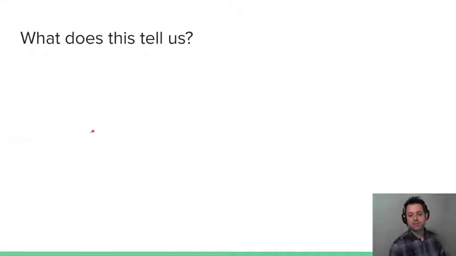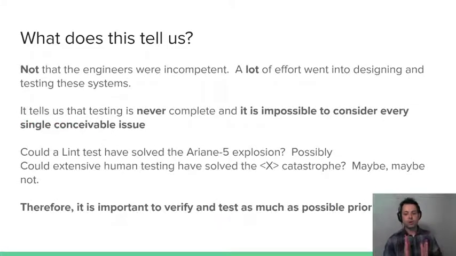So what does this tell us before we get into the bad stuff? Okay, the engineers were not incompetent. They were not bad. They were just slightly negligent. There was a lot of effort in designing, creating and testing these systems, done over several years. I'm not sure about the legality here, but basically this tells you that testing is never done, okay?